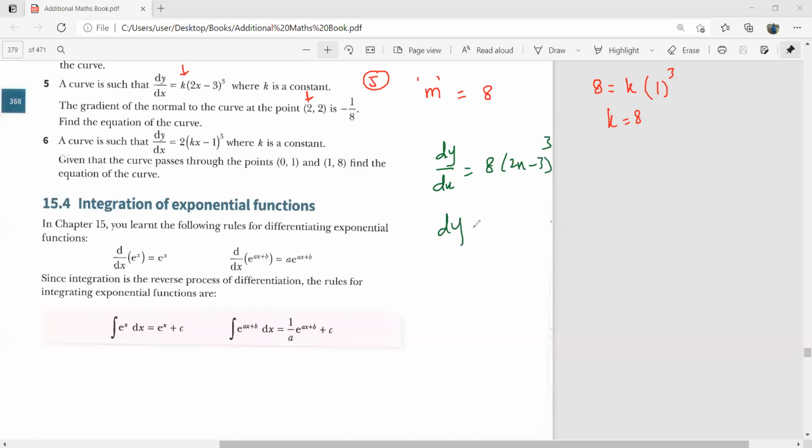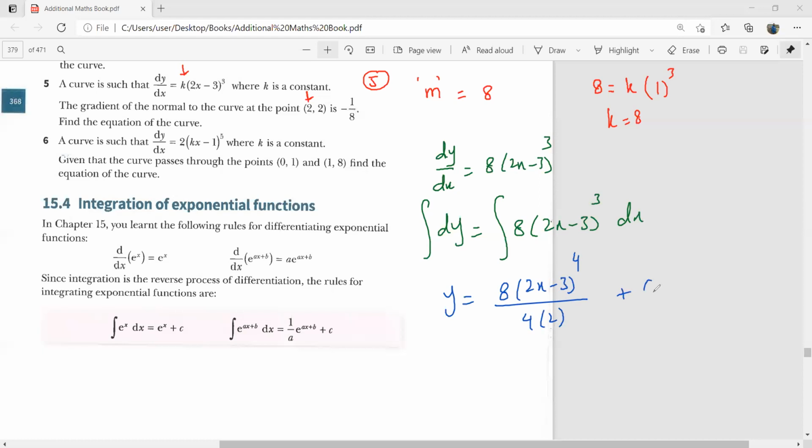So we have dy equal to 8 into (2x minus 3) whole cube dx. Okay, this cross multiplication step is the crucial one here. So let's integrate this. This is y equal to 8 into (2x minus 3) raised to power 4 over 4 into 2 plus c. Now this 8 is cancelled by this 8.